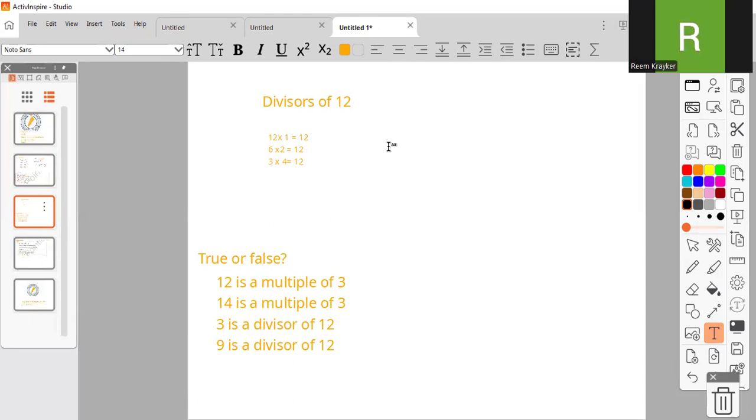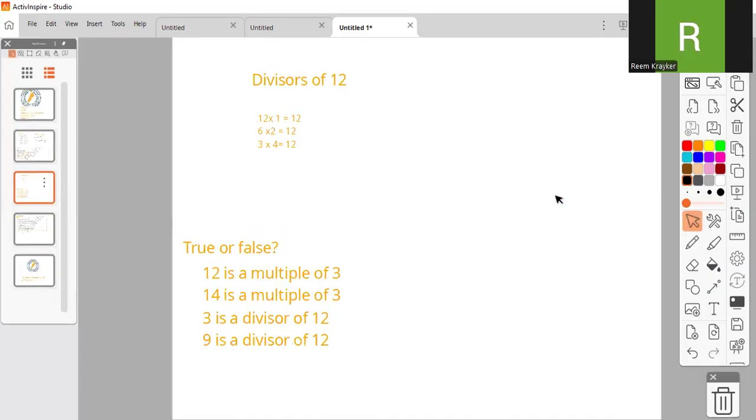Now, to know what the divisors mean, we can look here. The divisors of 12 are these: 12, 1, 6, 2, 3, and 4. Divisors are the numbers that, when you divide 12 by them, you get an answer with no remainder.